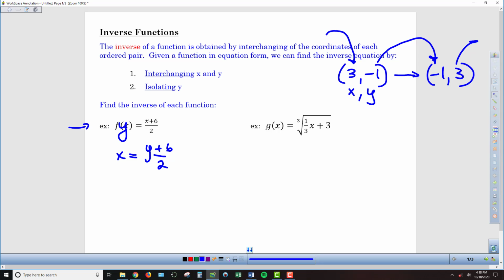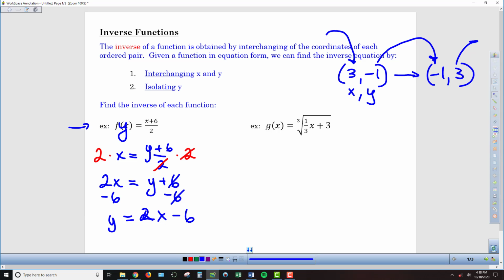So I'm going to multiply both sides by 2. That means the 2's will cancel out here. Now we've got 2x equals y plus 6. And my last step to isolate y is to subtract 6 from both sides. And so now I've got y equals 2x minus 6 as my inverse function.